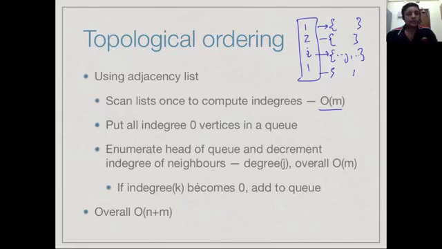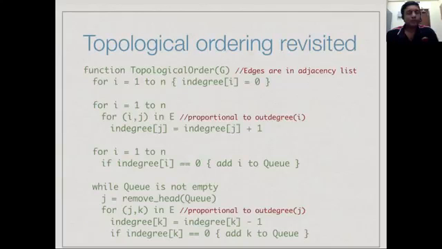So overall it takes order m time to scan the lists, it takes order n time to start the queue off, and then this is a loop of order n where across all the updates, we will overall update the in degrees order m times. So this is order n plus m.